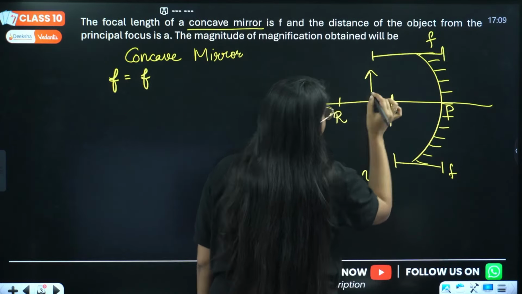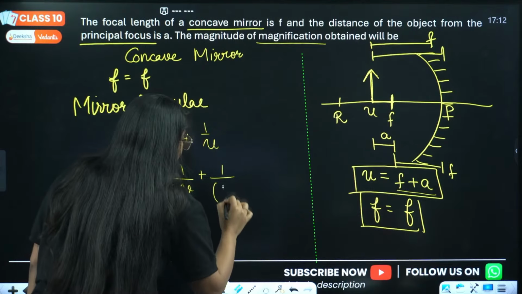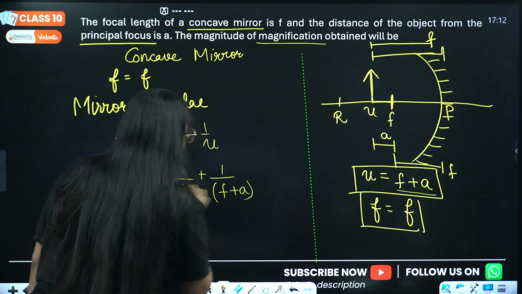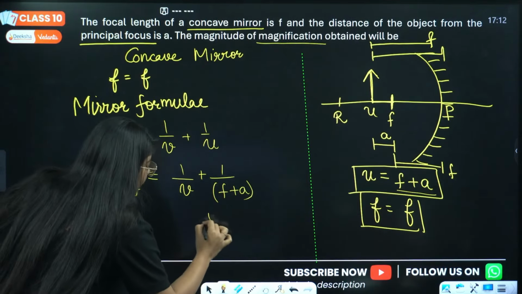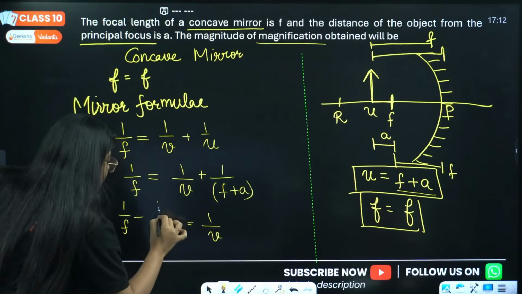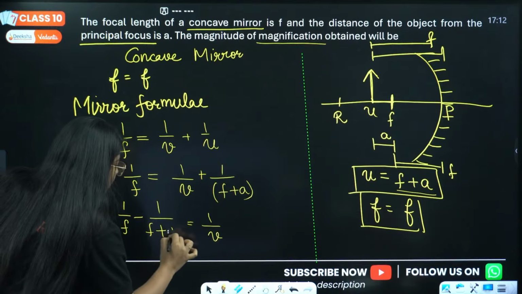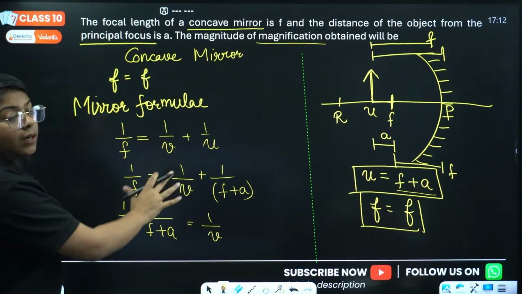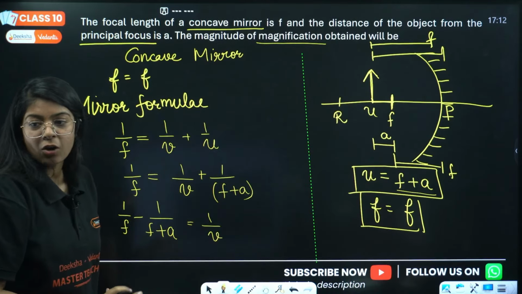So 1 by f equals f, since the focal length is given as f. And 1 by v I need to find, plus 1 by u, which is f plus a, correct? 1 by u is f plus a, understood? I need v, so what I'll do is 1 by f minus 1 by f plus a. This is the solution till now.